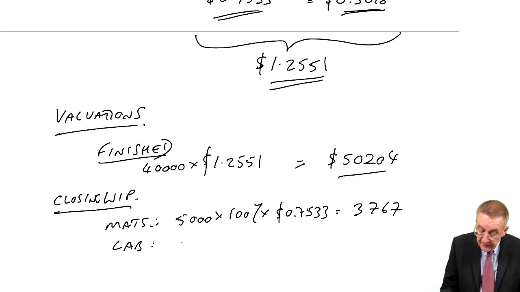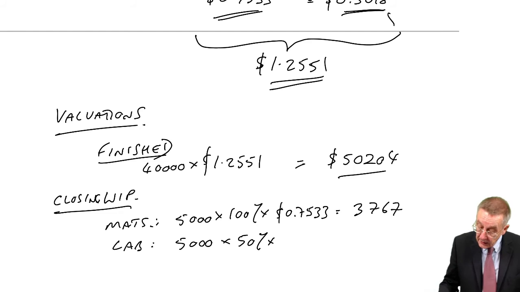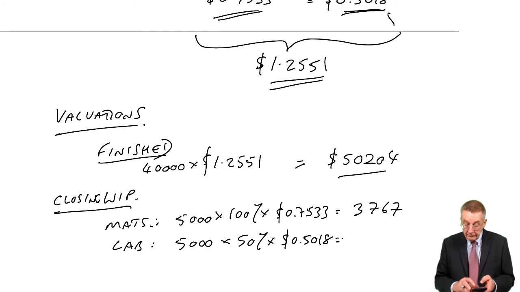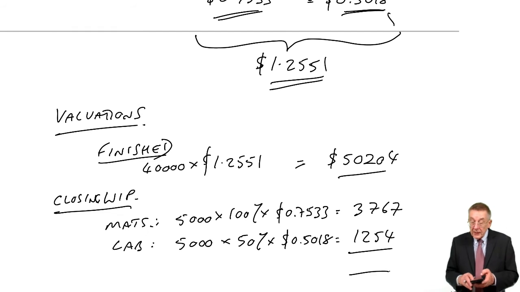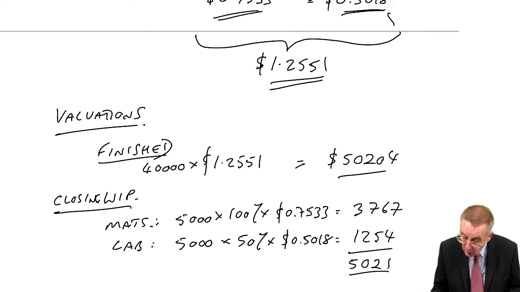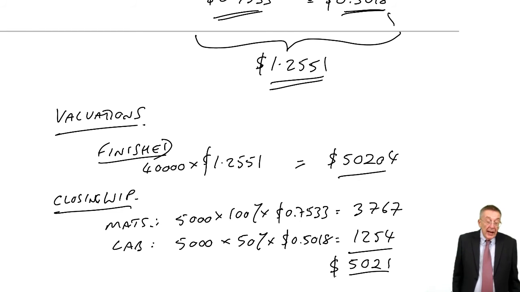Labour and overheads, again there are 5,000, but since they're only 50% finished, we'll only value at 50% of the labour cost, which is 0.5018. 1,254. So the work in progress, 3,767 plus 1,254, 5,021. And so there we are.